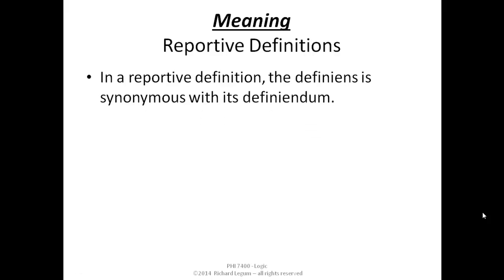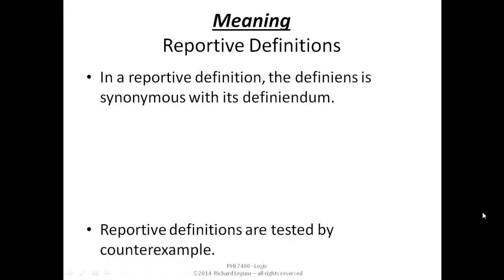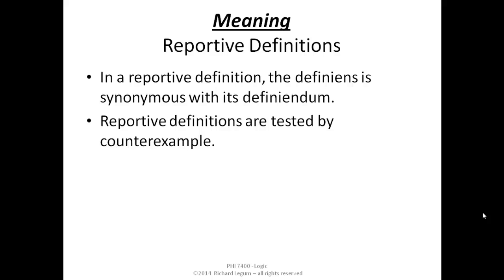And one thing we see is in a definition like this, both sides, the thing to be defined and the thing doing the defining, are supposed to be synonymous. They're supposed to be identical in meaning. And in evaluating whether in fact they're identical in meaning, what we try to do is test them by finding what we call a counterexample. Now, what would a counterexample be?